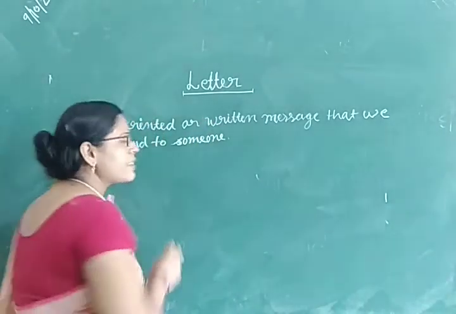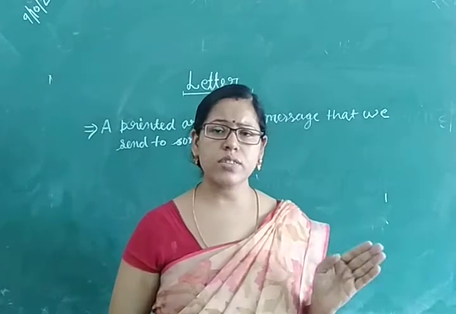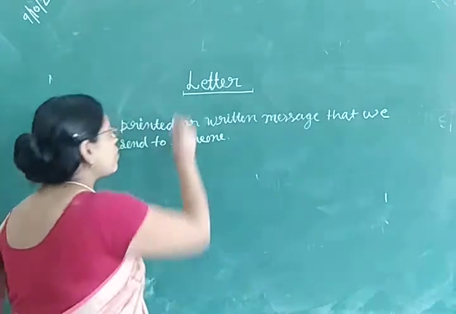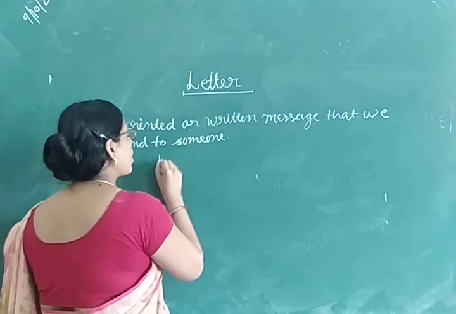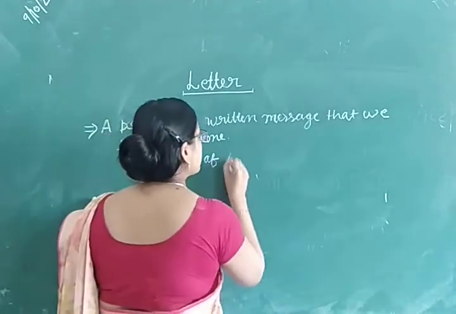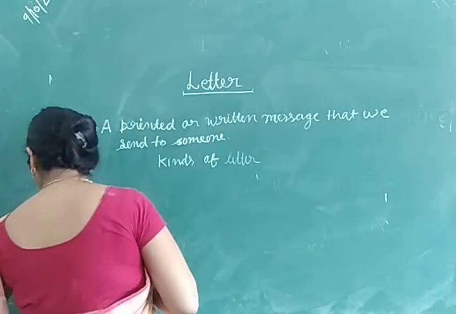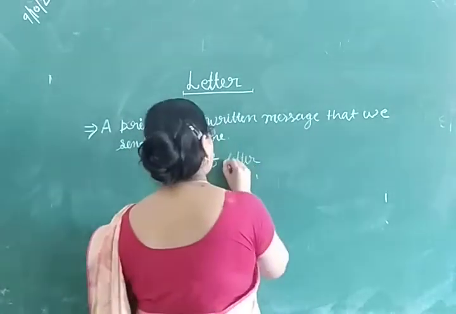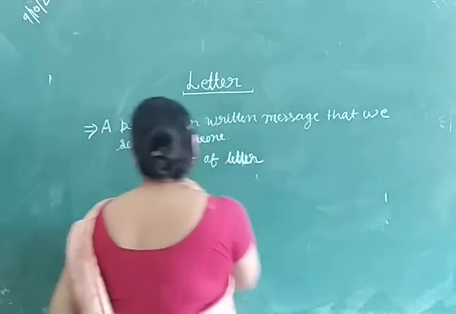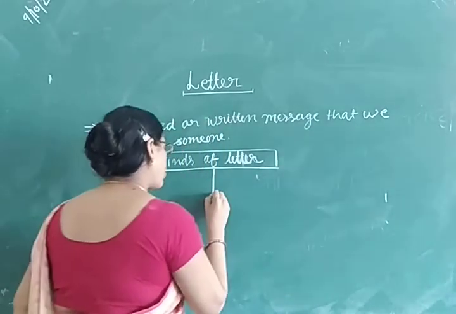Now, basically in English grammar there are two kinds of letter. The first one is what? Formal letter, and the second one is informal letter. So this one is the heading and the subheading is what? Kinds of letter. So there are mainly two kinds of letter. The first one is what? Formal letter.